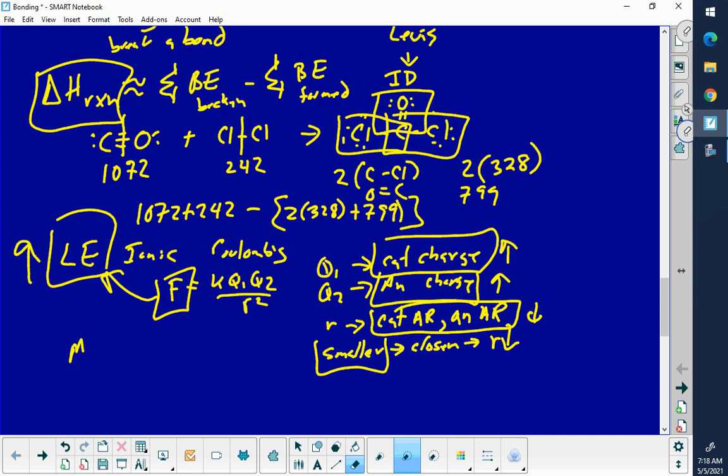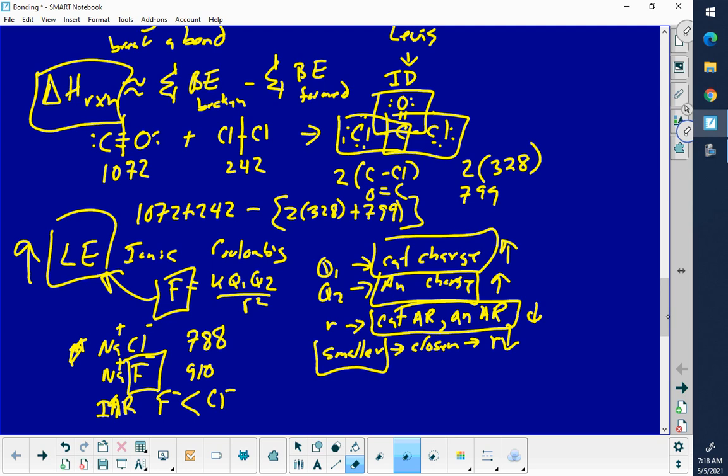So if we want to compare NaCl and NaF, I think what they'll probably do is give you the values and say, hey, this is 910 kilojoules per mole, and this is 788. And they'll say, okay, explain why. And what you'd say is, hey, this is a positive 1, negative 1. They both have the same Q1, Q2. But F is much smaller. The ionic radius of F minus is much smaller than that of Cl minus, which means R is smaller, which means my Coulombic force of attraction is greater, which means my lattice energy is greater. So that's how you'd explain that.